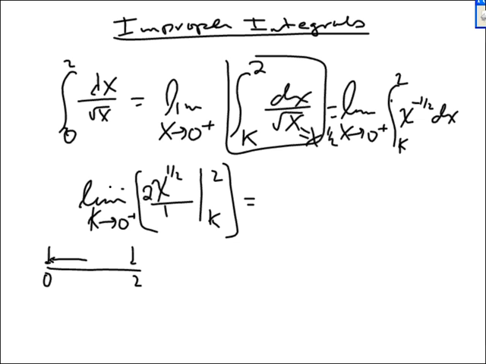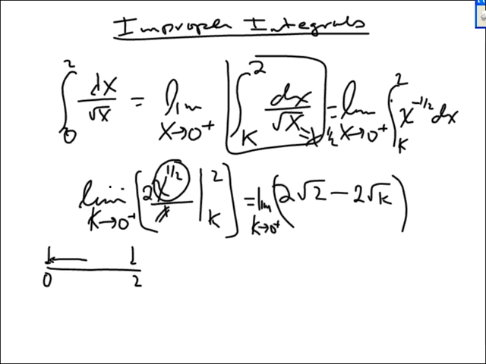When you plug in 2, you get 2 square root of 2. Excuse me, that's square root of x. And don't bother dividing by 1. Limit as k goes to 0 plus. Minus, now you plug in k. You get 2 square root of k. And as k goes to 0, this whole piece goes to 0. This just stays 2 square root of 2.